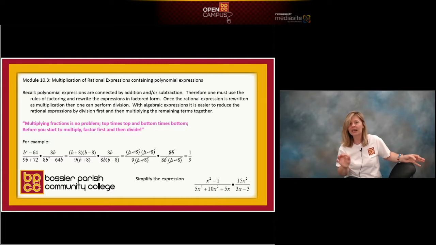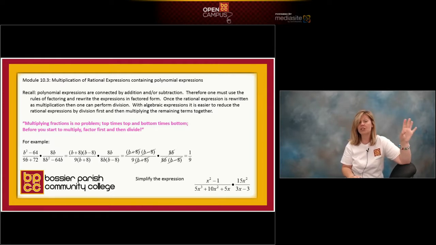Any term that is not connected by multiplication, we need to factor. So we're going to start with the numerator, b squared minus 64. I'm telling y'all, the big three rules of factoring are GCF, difference of perfect squares, and trinomials. So you're going to always proceed in that order. b squared minus 64. Do we have a GCF? No. Is it difference of perfect squares? Yes. So it would factor to be two binomials that are conjugates. It would be b plus 8 and b minus 8. Now that numerator is connected by multiplication.